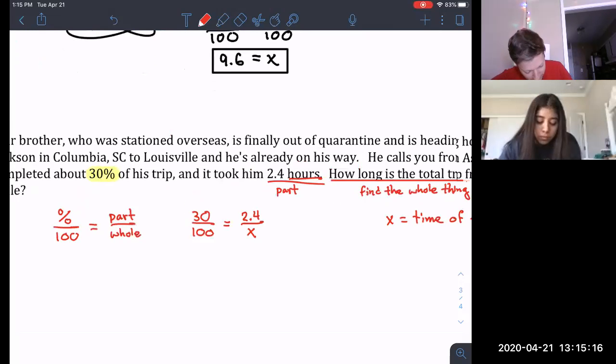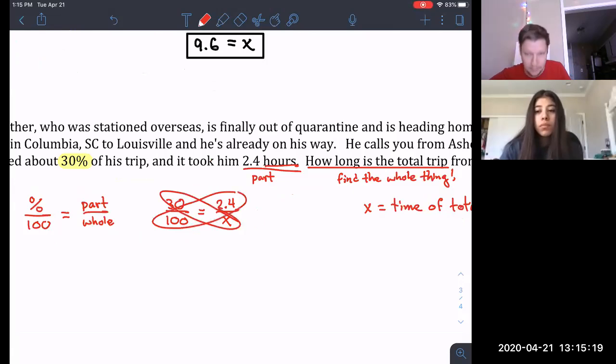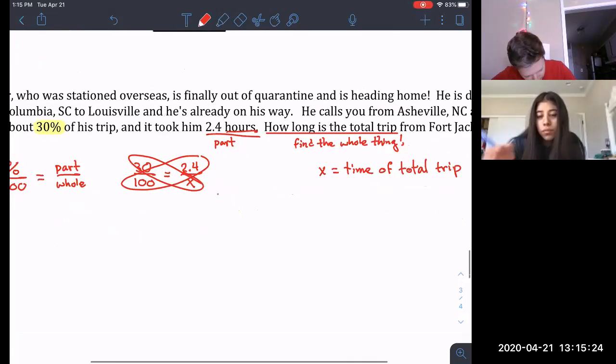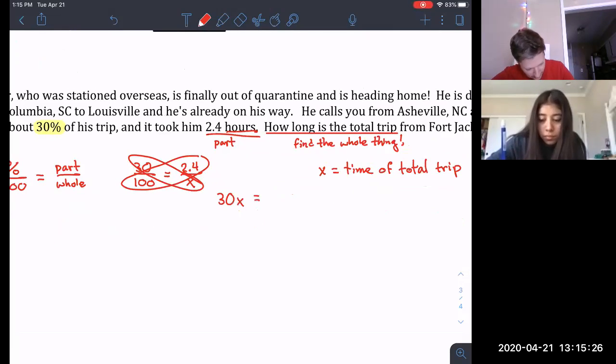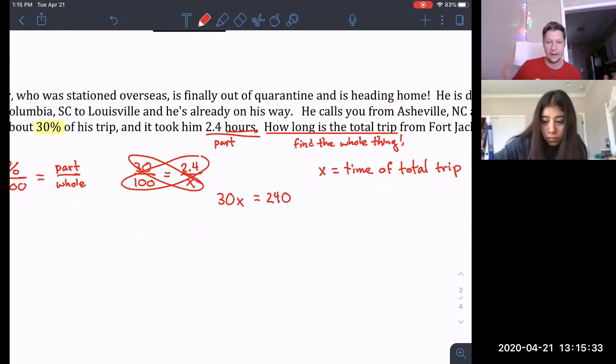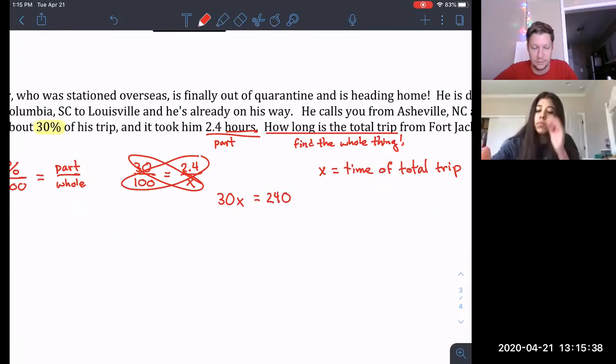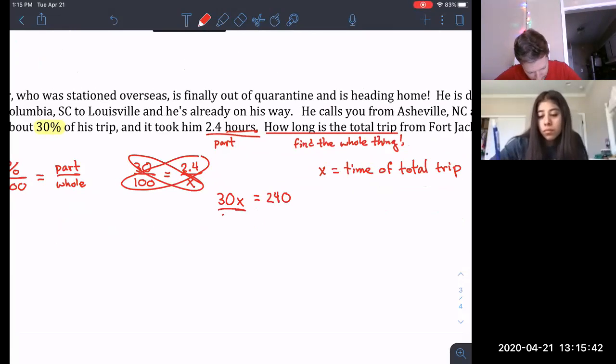Okay, but the solving part is easy. Hopefully you feel really good about that. Cross products. Yeah, good. Okay, so we get 30x. You've been a great equation solver, and your work has been really neat. So keep it up. Now I did that math in my head. Multiplying by 100 is really easy because you can just move the decimal 2 spaces to the right. So 2.4 becomes 240, and then all we have to do is divide by 30, and we get x equals. So we can cross off these zeros, and 24 divided by 3 is 8.